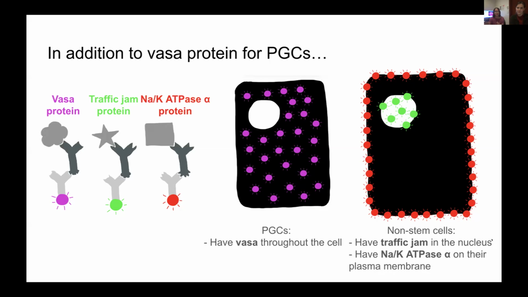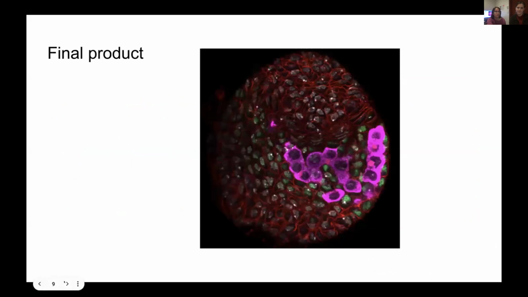And so the images that we're going to see, we're going to see some cells that are magenta, some cells that have red on the membrane and green in the nucleus. So the final product image that we'll be seeing on the screen today is going to look something like this. Lots of cells with red membrane. Some of the cells are going to have green in the nucleus, and then the cells that I'm most interested in, these ones with VASA magenta in the PGCs.